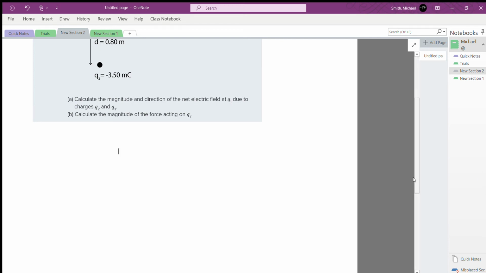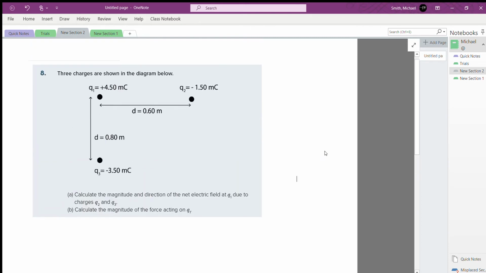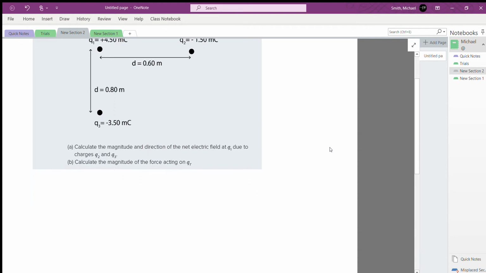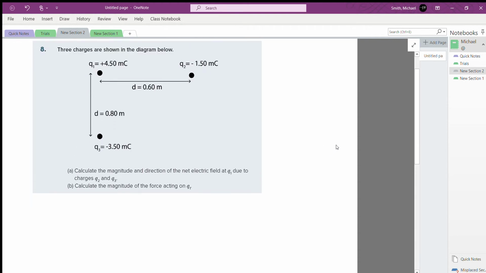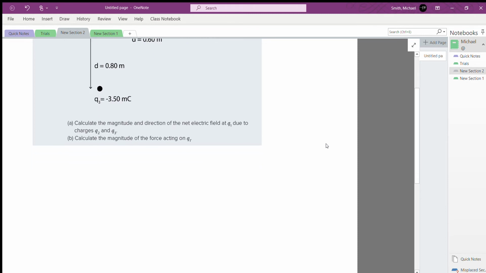This is question number 8 from the SACE Stage 2 Physics Course Companion from Chapter 2.1 Electric Fields. Here we have the three charges Q1, Q2 and Q3 shown in this arrangement. First we need to work out the magnitude and direction of the net electric field at Q1 due to charges Q2 and Q3. So here we're just going to be using our expression for electric field strength.